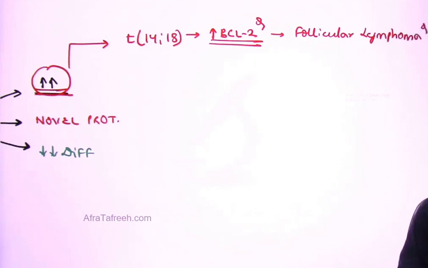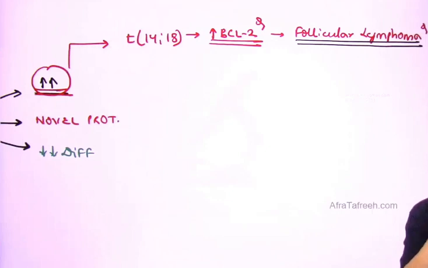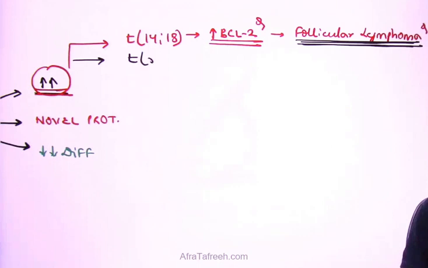Recall the fact, which you can quite easily correlate with our discussion in cell injury: BCL2 is an anti-apoptotic protein. If you inhibit apoptosis, the mutated cells are going to be present for a longer duration. So the cancer seen because of persistence of the mutated cells in the lymph nodes is follicular lymphoma.